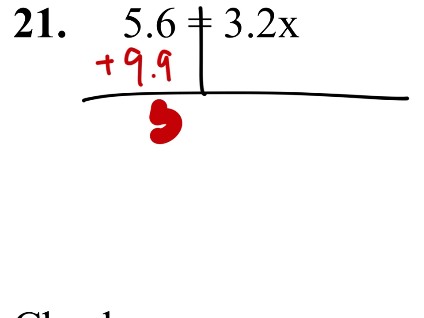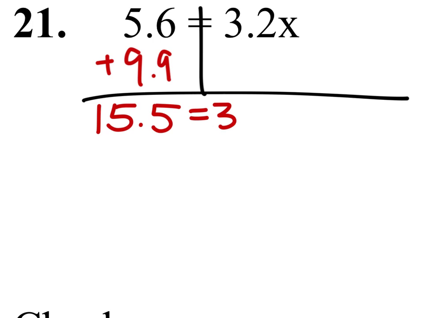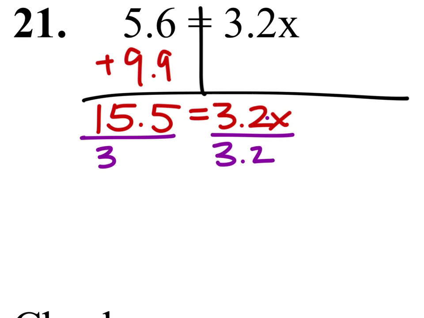5.6 plus 9.9. That's going to be, whoops, that's a little big. So that would be 15.5 equals 3.2x. The next thing is we got 3.2 times x, so we use the inverse operation, which is division. Divide by 3.2, but if I do it to one side, I must do it to both sides, so divide both sides by 3.2, which gives me an x. See, that becomes a 1 or a 1x.